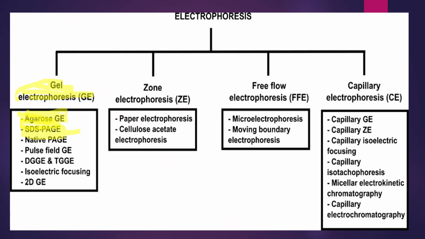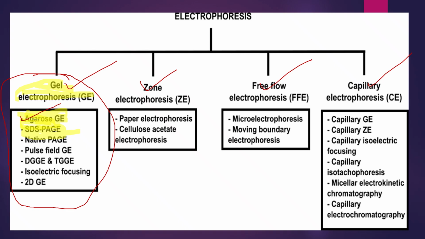Now if you talk about the types of electrophoresis, they are gel electrophoresis, zone electrophoresis, free flow electrophoresis, capillary electrophoresis, etc. But for the time being, for this presentation, we will be only restricting ourselves to the gel electrophoresis, and particularly in this presentation, we'll be talking about agarose gel electrophoresis and SDS polyacrylamide gel electrophoresis. So let us see one by one.